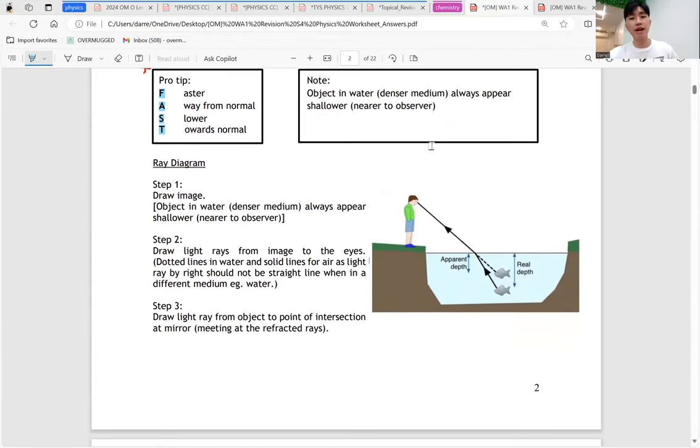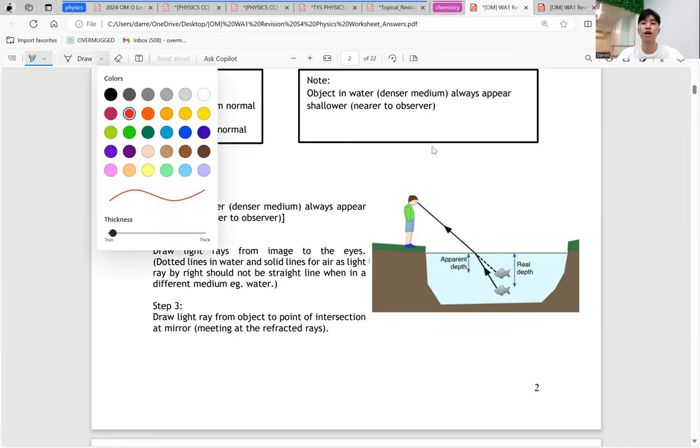This is the ray diagram for real depth, apparent depth. I won't spend too long talking about this, but in general, what we should always draw is to always draw in the image first. After that, you will trace the light ray from the image in a straight line to the person's eye, and then you trace the correct light ray from the actual object into the person's eye.